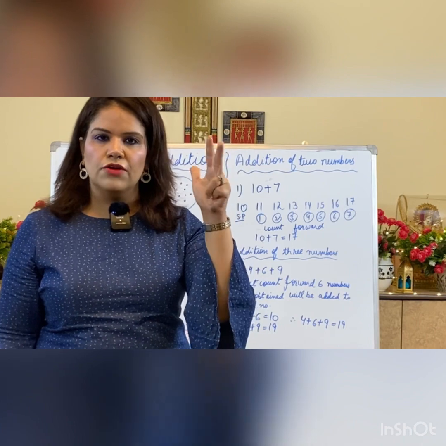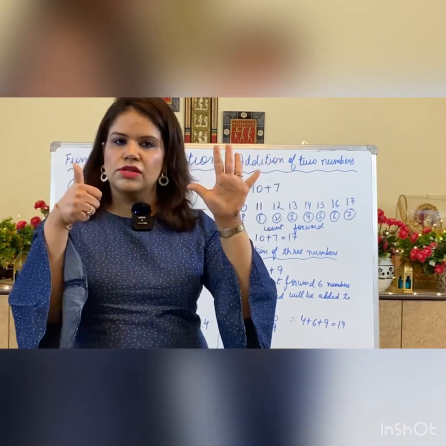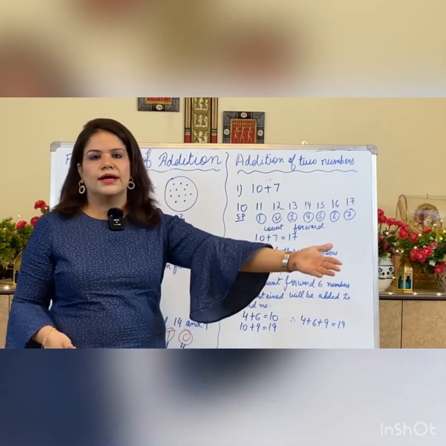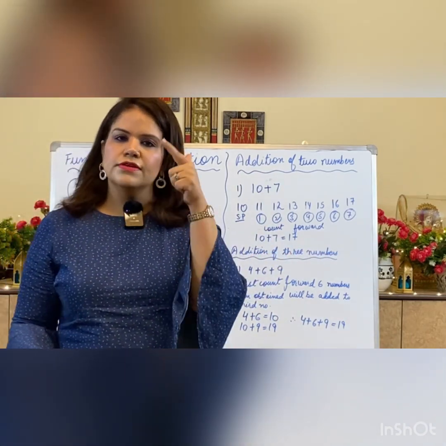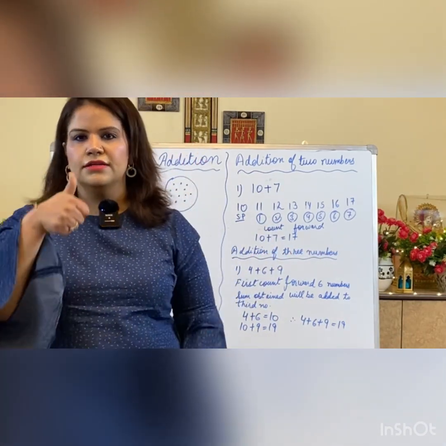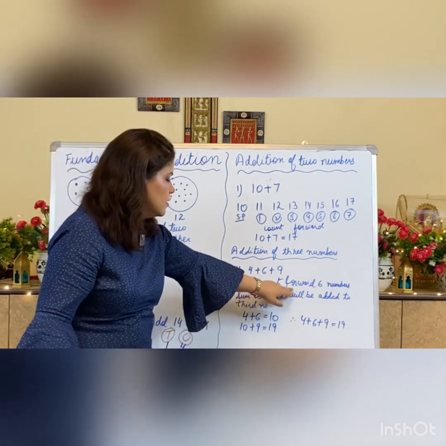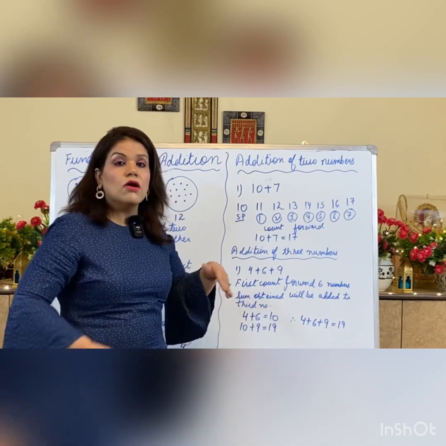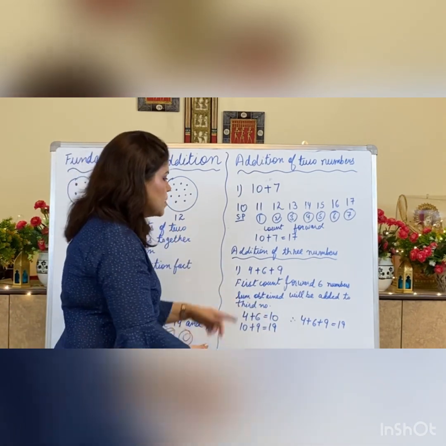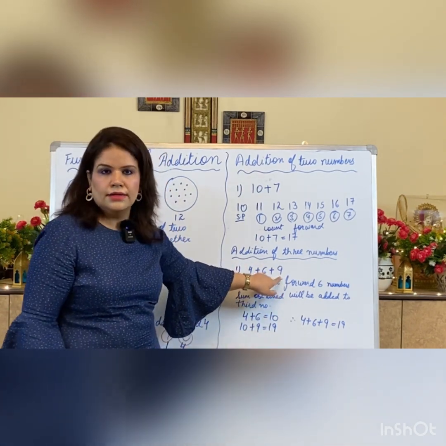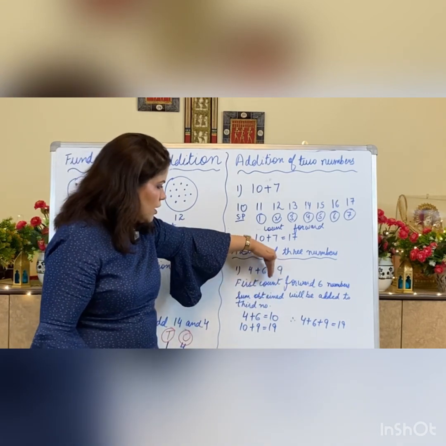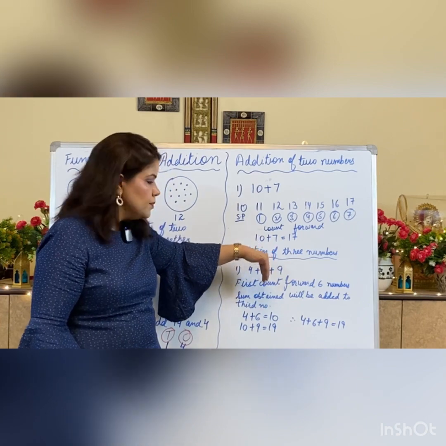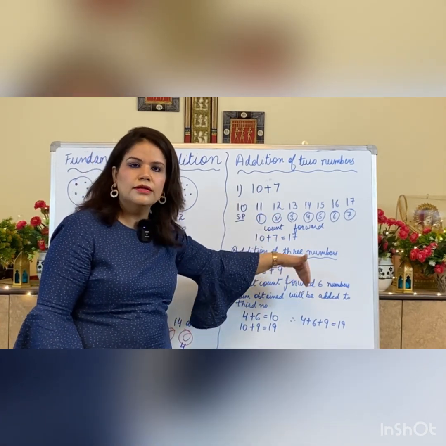1, 2, 3, 4, 5, 6. So these are 6. Now from 4 I will count 6 ahead. 5, 6, 7, 8, 9, 10. So up to here I have got 10. 4 plus 6 is 10. Now this 10 has to be added further to 9. Is it clear? Up to here we have added 4 plus 6.